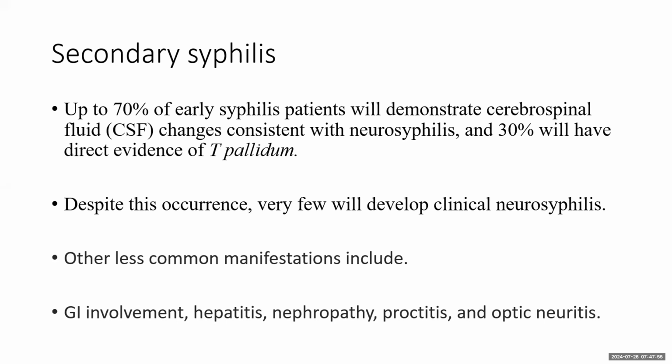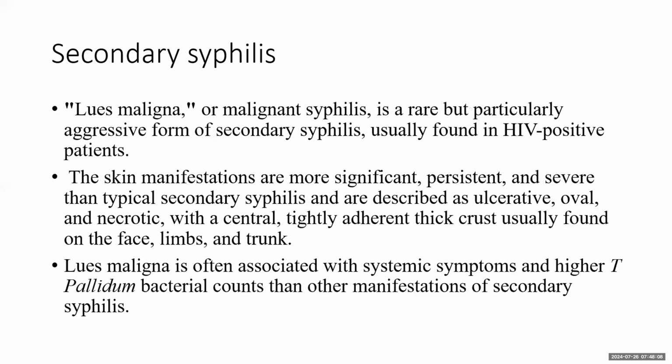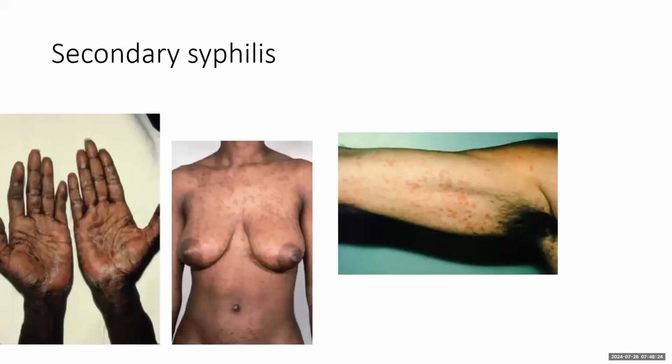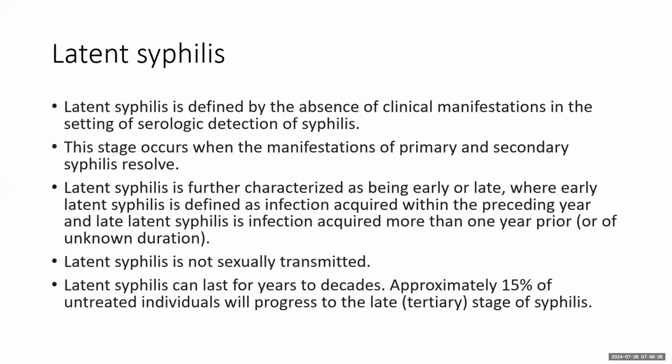Here, almost all of the treponemal tests are positive, and the non-treponemal tests are also very positive. We can have GI involvement where they can come with hepatitis, proctitis, and they can also come with optic neuritis and nephropathy, apart from the cutaneous manifestations. Then there's malignant syphilis, a very rare but aggressive form of syphilis found in HIV patients, with severe manifestations.